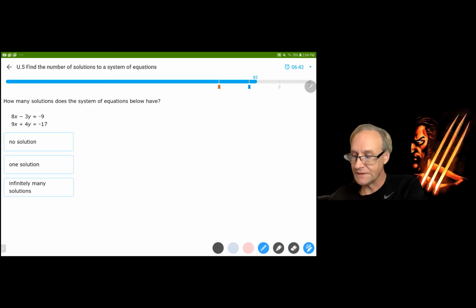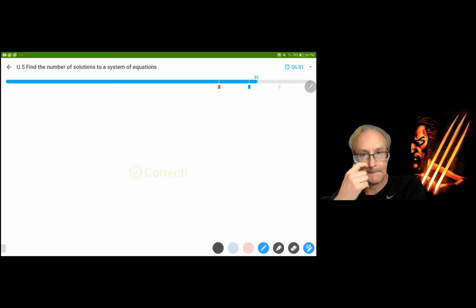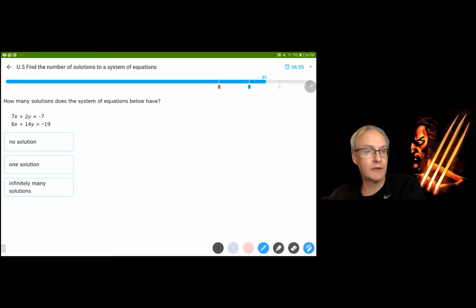Basically, if they're not the same equation, it's not this one. And if they don't have the same slope, it's not this one. The only thing left is one solution. And it doesn't matter if we can't find it. It's fairly complicated. Now in this one, let's take a look.